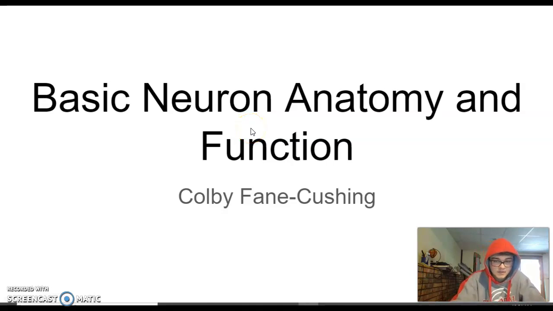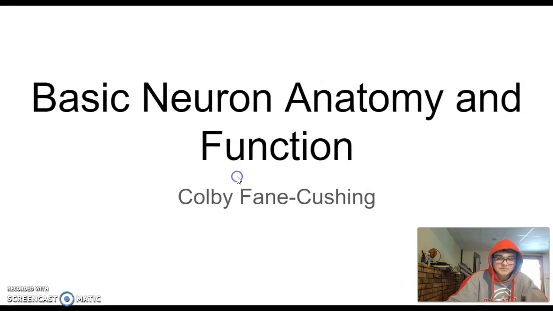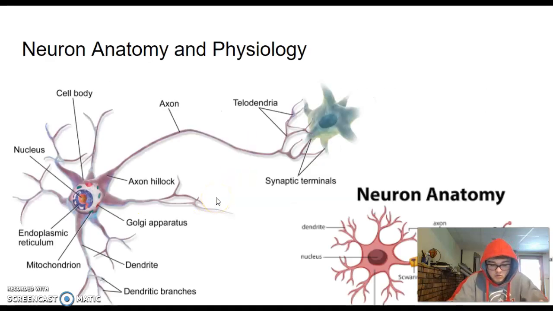Alright, so basic neuron anatomy and functions. So neurons have a cell body that is called a soma. And this is where the cell nucleus is found. The soma is the cell body of the neuron. And the soma is where the neuron produces a lot of proteins, which is a huge necessity for neurons.